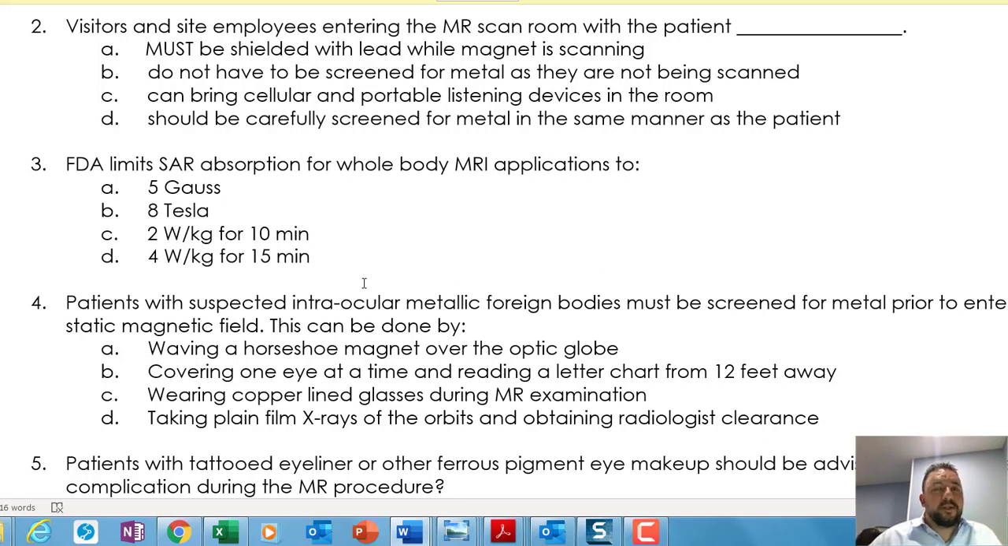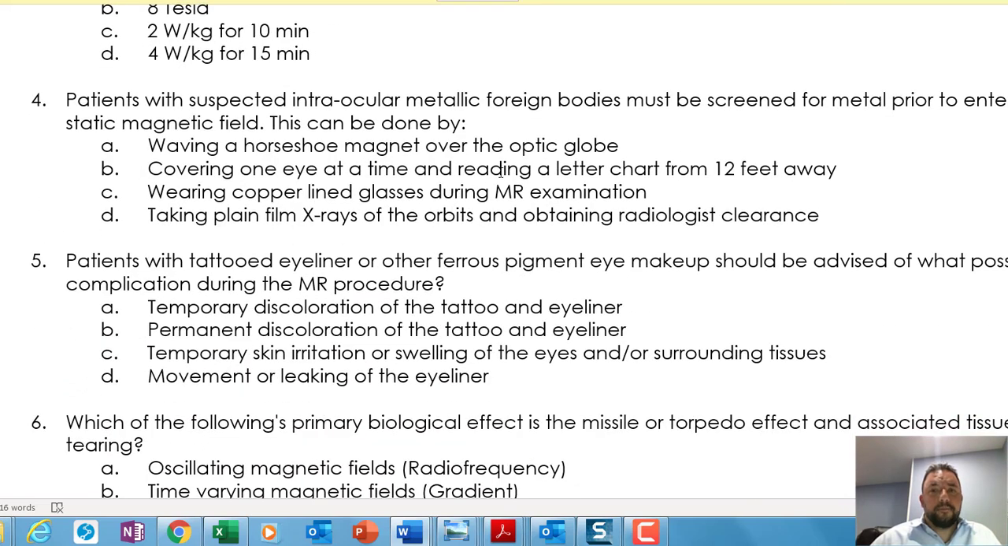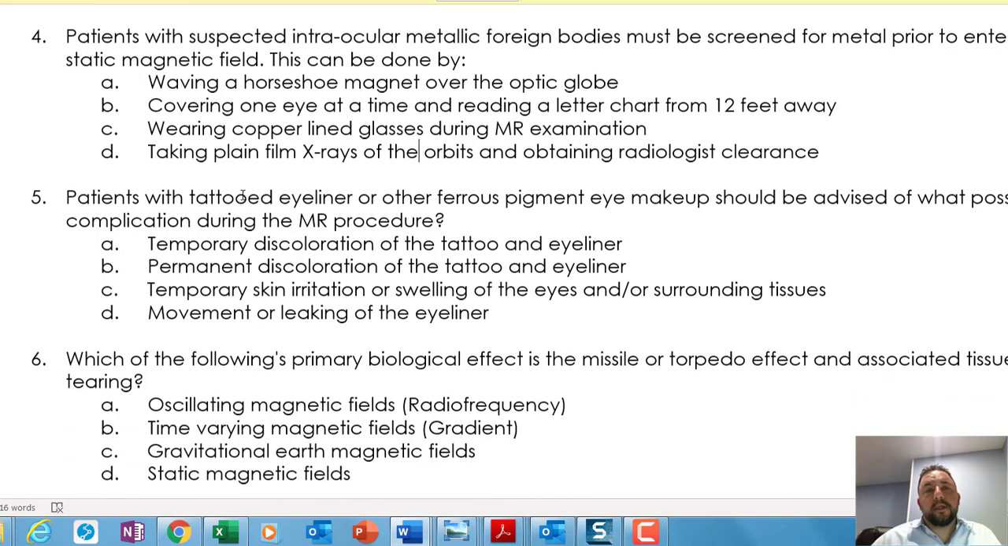Patients with suspected intraocular metallic foreign bodies must be screened for metal prior to entering the field. This can be done by D, taking plain film x-rays of the orbits and obtaining rad clearance. Keep in mind this is the minimum method. Preferred, if the question was asked of you, would be a CT with thin cuts through the eyes or the orbits.